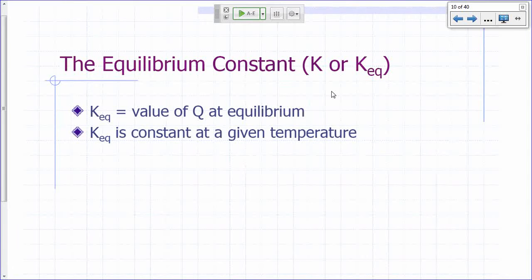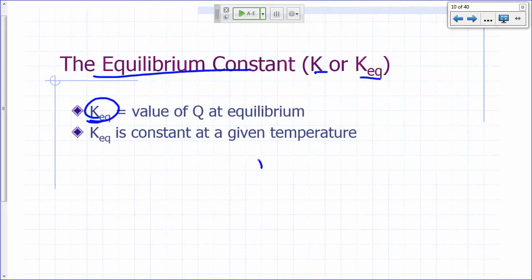Now, we said that for a given reaction at a given temperature, the value of the reaction quotient approaches a constant value, the same value every time, when it reaches equilibrium. So that value that it approaches is called the equilibrium constant. We call it K or KEQ. That's a constant at a given temperature for a given reaction.